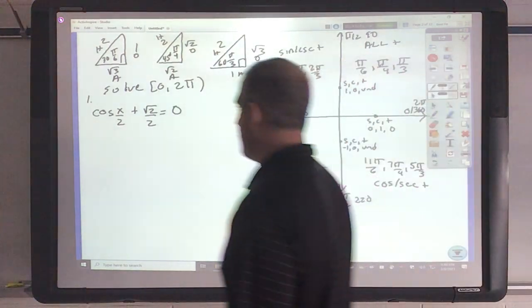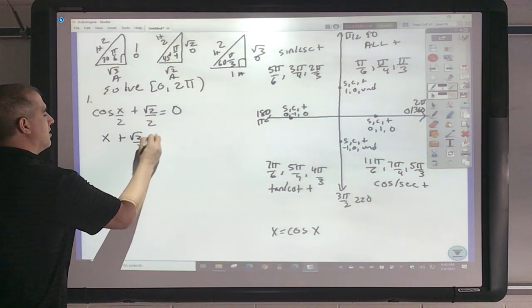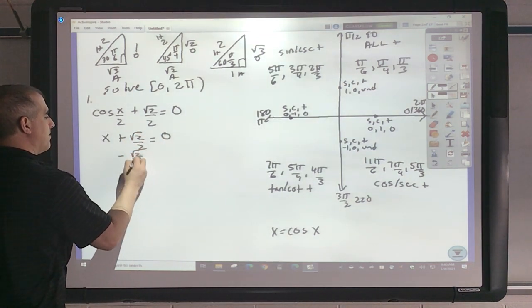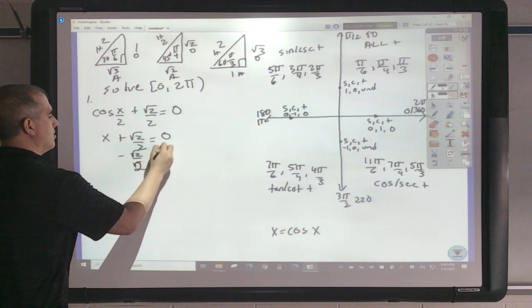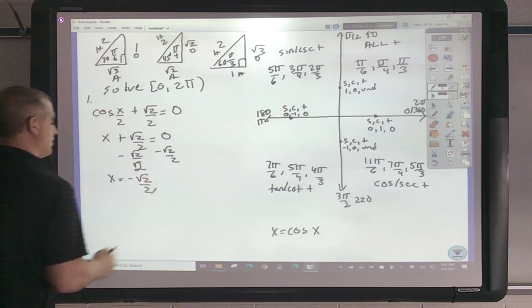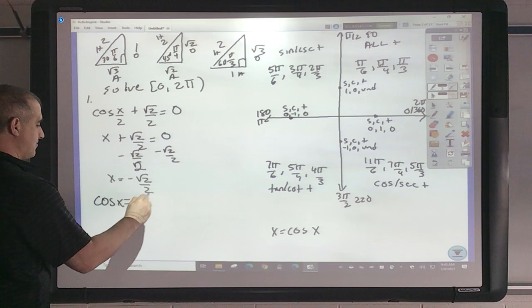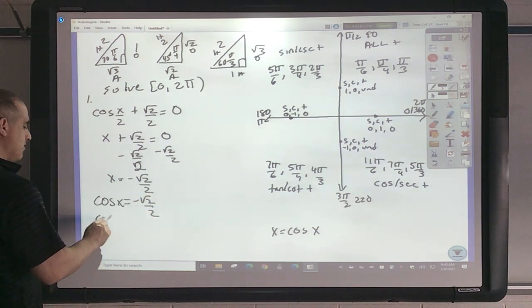But I'm going to go ahead and wipe this out for right now and have x plus square root of 2 over 2 equals 0. I would subtract square root of 2 over 2. Okay, so I get x equals negative square root of 2 over 2. All right, bring my cosine function back, and do the inverse.